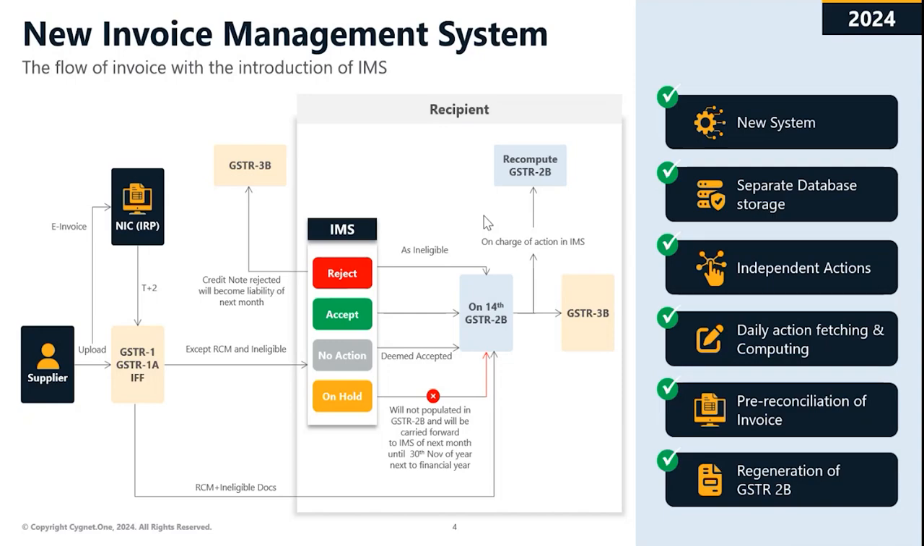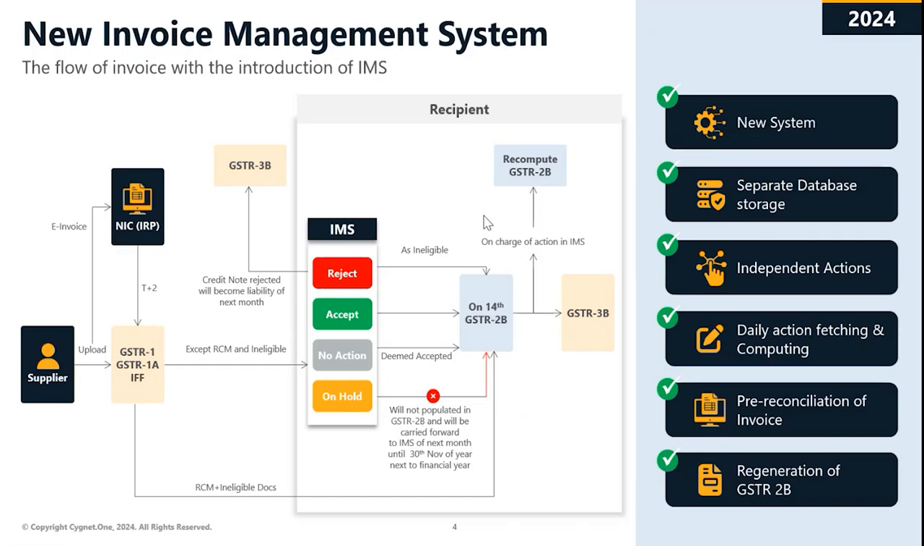This was the entire overview of the IMS module, which has been recently introduced. It is applicable from the 14th of October and for documents from the 1st of October. For your GSTR 3B return on the 20th, the IMS will be in place. This is a voluntary task for registrants. They do not have to mandatorily follow it. However, if you are not taking any action on the IMS portal, by default it will be the current flow.